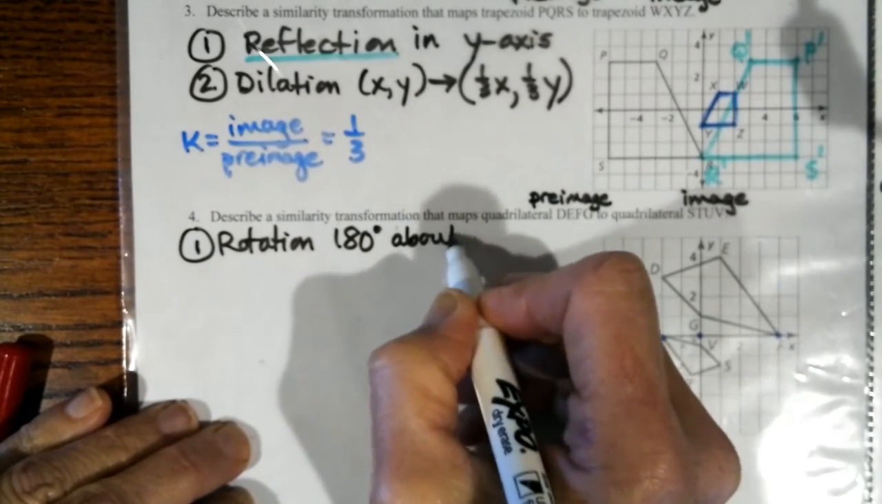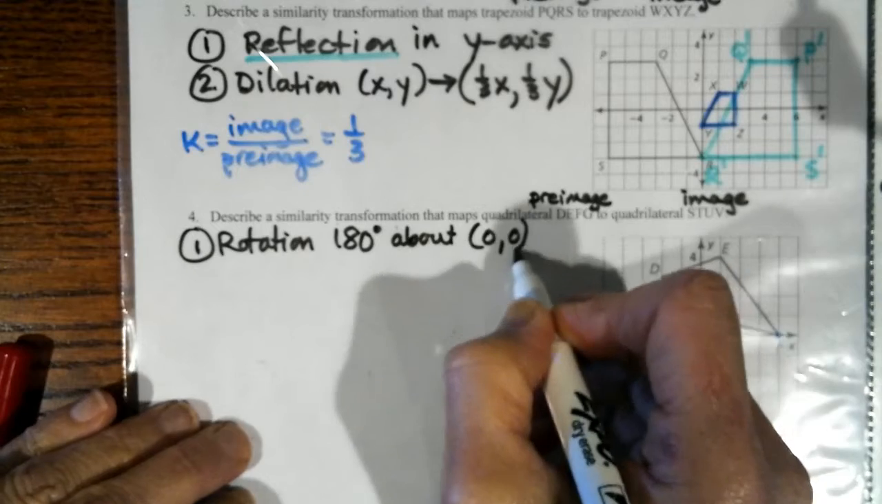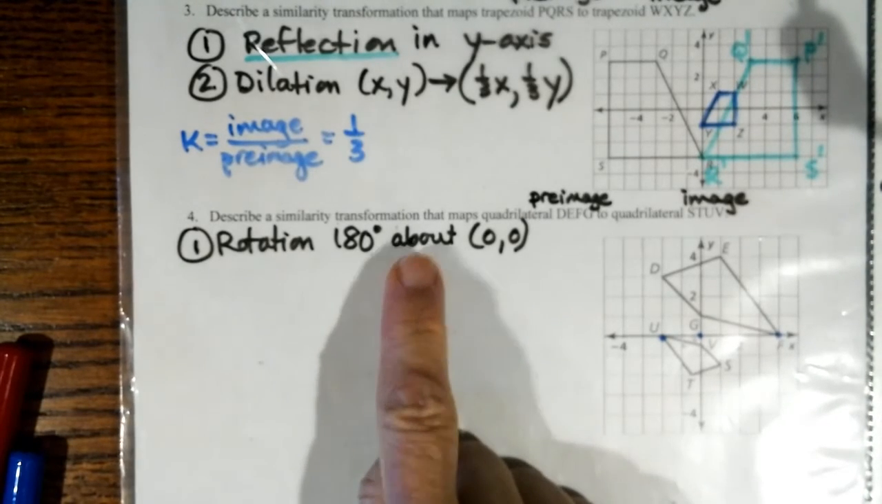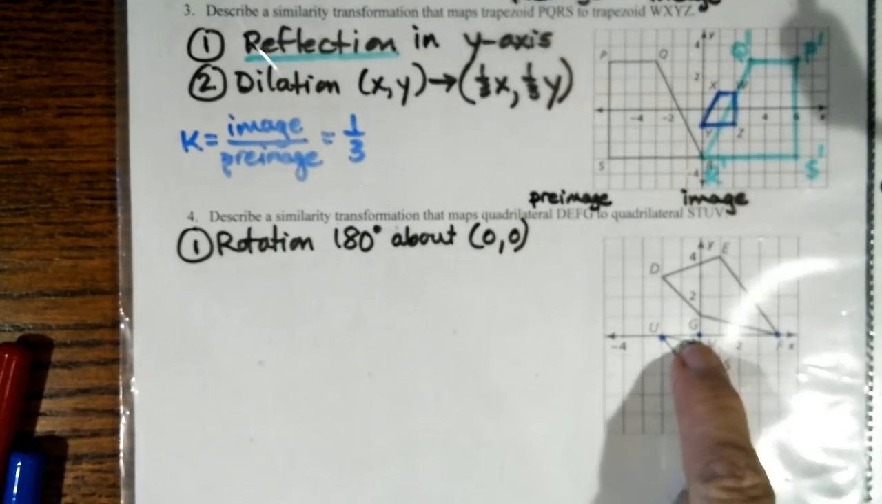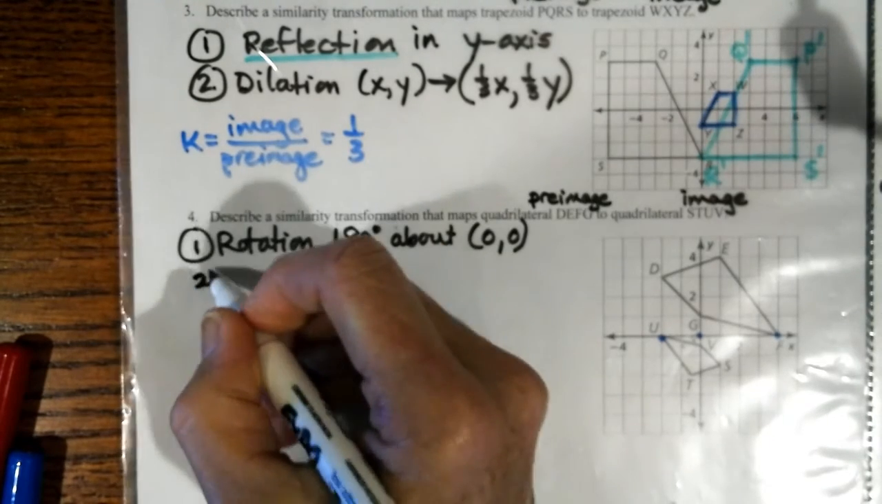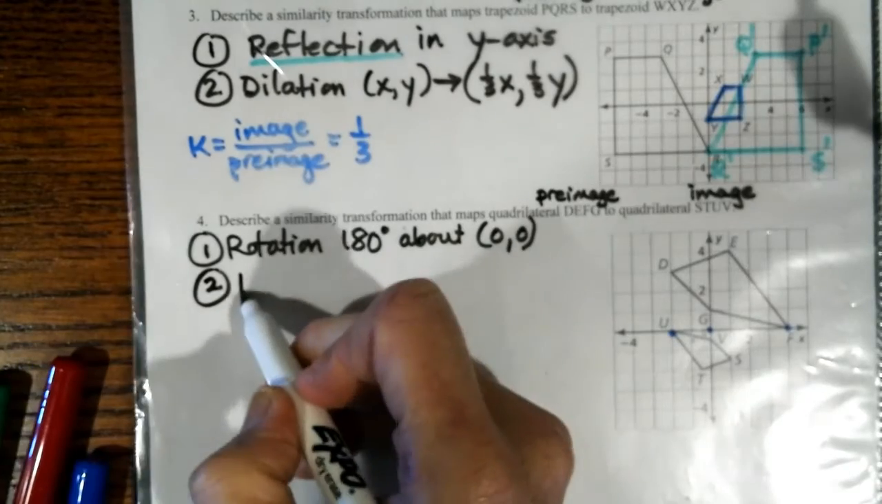And remember, we always say about. We have to say where it's from, and that's about the origin. And that's another word for around. It's around the origin. So that's our center point right here. The other thing that's happening is it's getting smaller, right? So we do know that it is getting smaller. And one of the things we can do is compare the distance from the center.